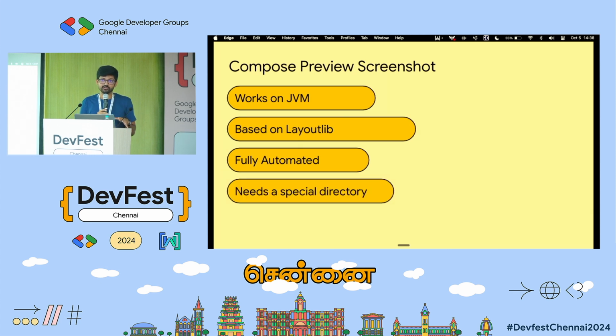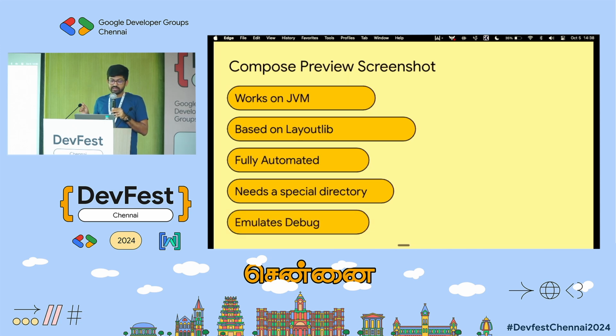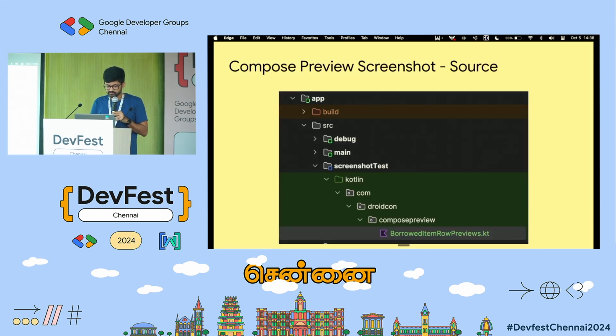It needs a special directory though. For this plugin to work, you need to have a screenshot directory inside which you put the previews for which you want the screenshots. That's a slight difference from Paparazzi, because there all your tests just stay in the unit test folder. And it emulates debug, so the local inspect mode will be true in this case, same as what you see inside Android Studio. When I was mentioning the structure, you can see that I have a main, I have a debug, and then I also have a screenshot test in which I have a whole Kotlin package inside which my previews live.